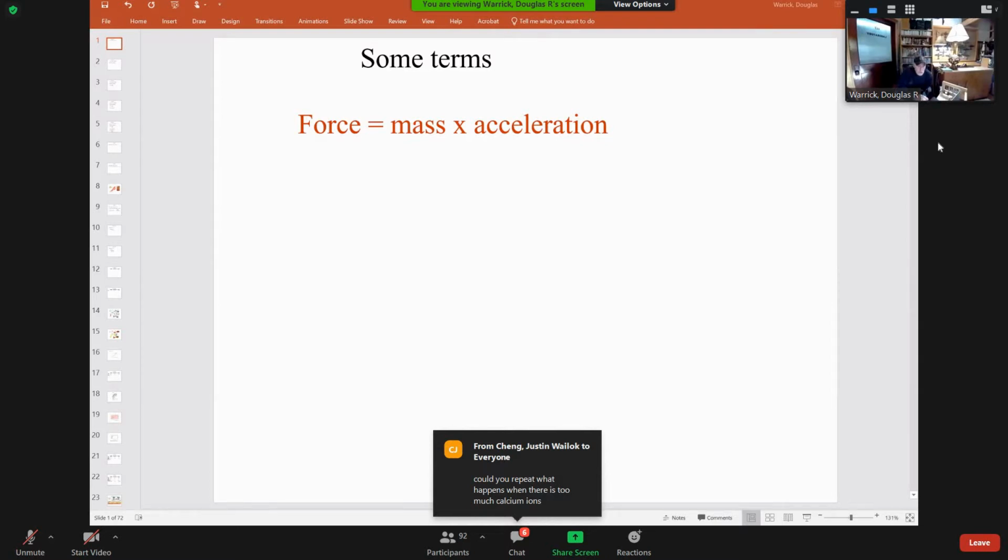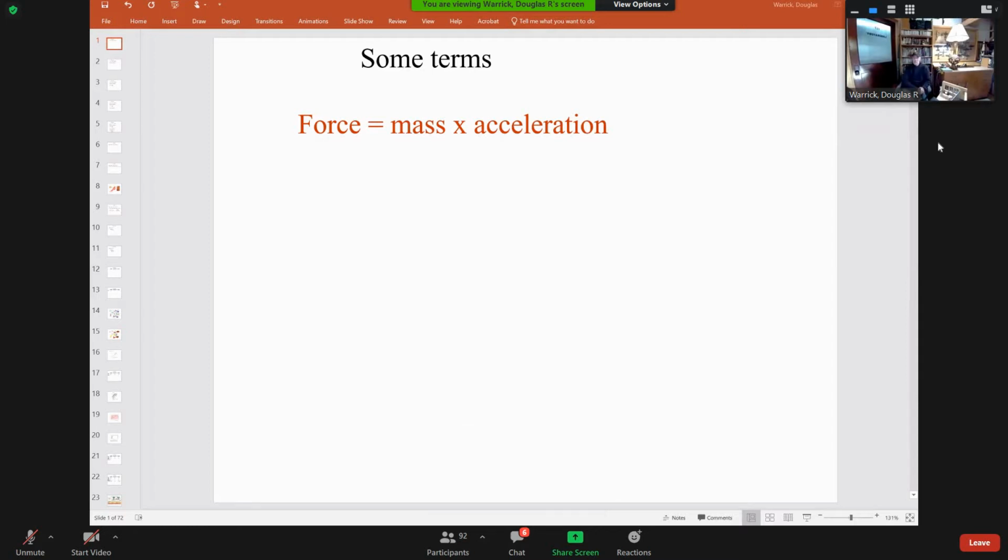Could you repeat what happens when there's too much calcium ion? Well, if you had really too much calcium ions in there that overwhelmed everything, your muscles would go into a constant contraction and you would never be able to relax. That's not exactly what the calmodulin is about. Although I suppose you could argue that maybe one of the original selective advantages for having calmodulin in there would be to prevent those kinds of contractions in muscle, which tend to be not useful.